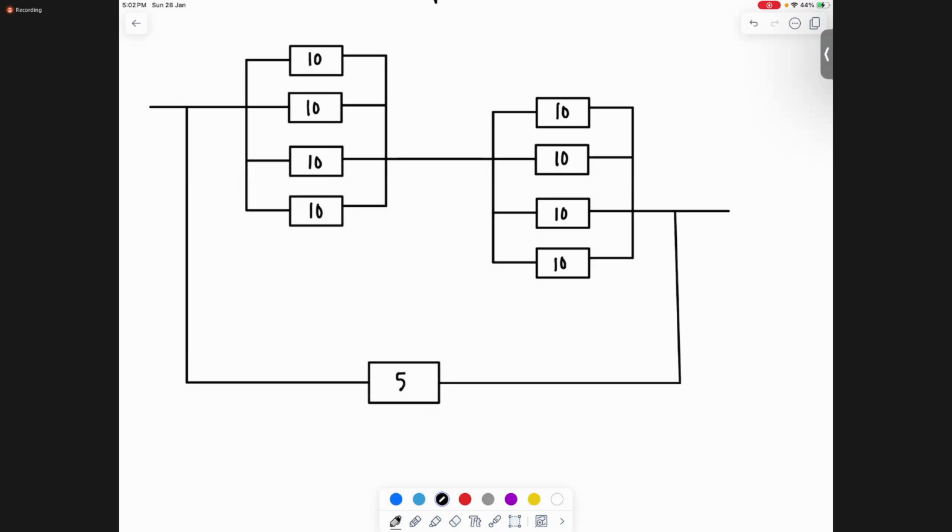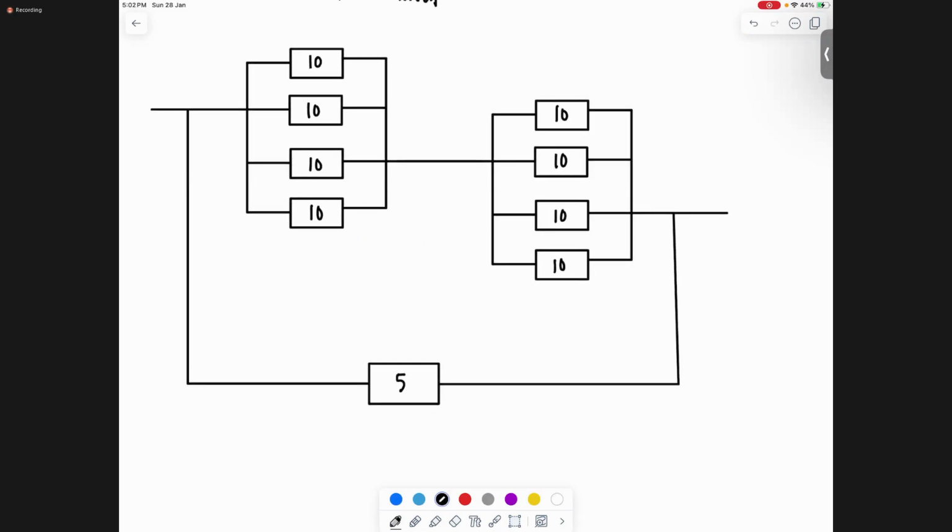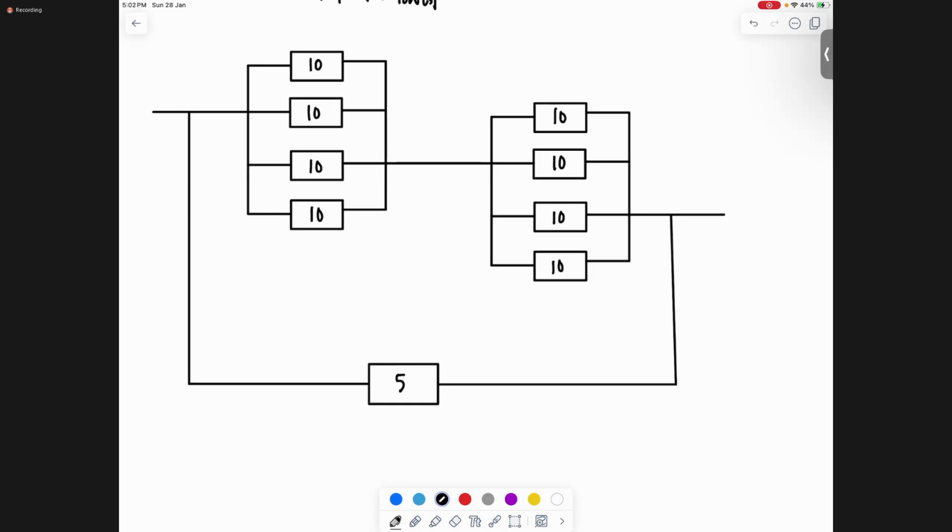How do you find 2.5? 4 by 10 plus 4 by 10. Yes. And then we go there.